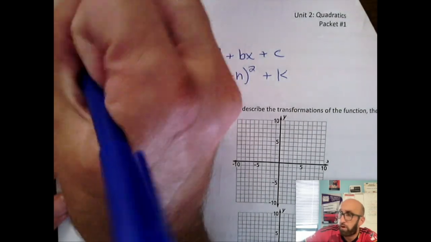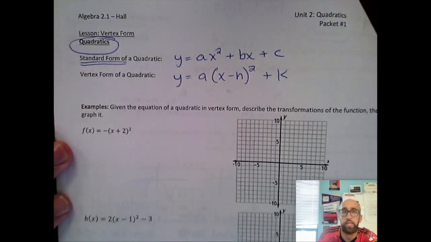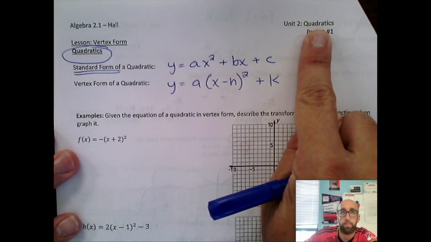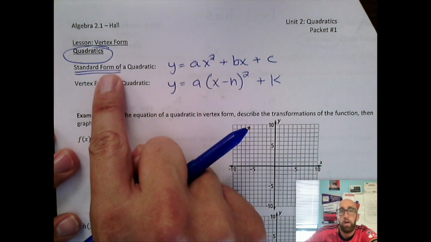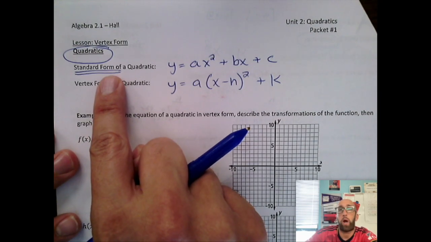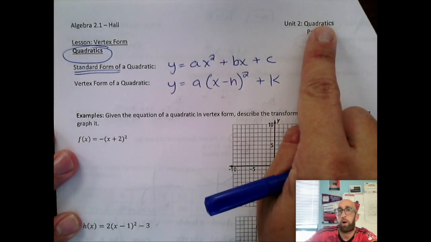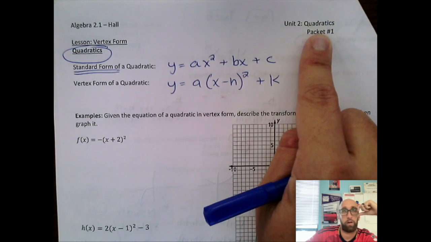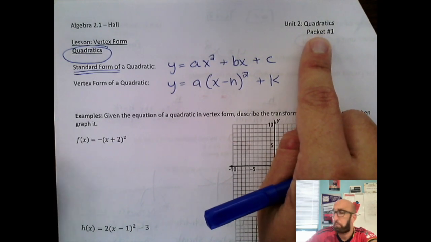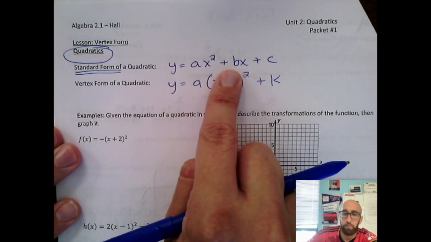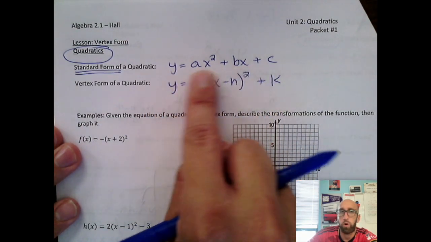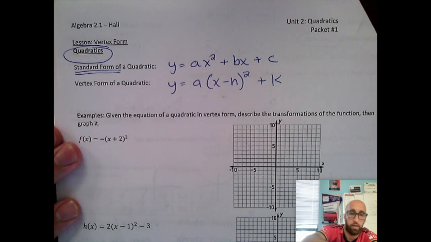So our focus this unit is quadratics. That's the big universal topic we're talking about. Now, with quadratics, there are multiple ways we can represent a quadratic. So they are all quadratics. We're just changing the makeup and the appearance of what we're looking at. A very common form is standard form, y equals ax squared plus bx plus c. But we're not going to start there.